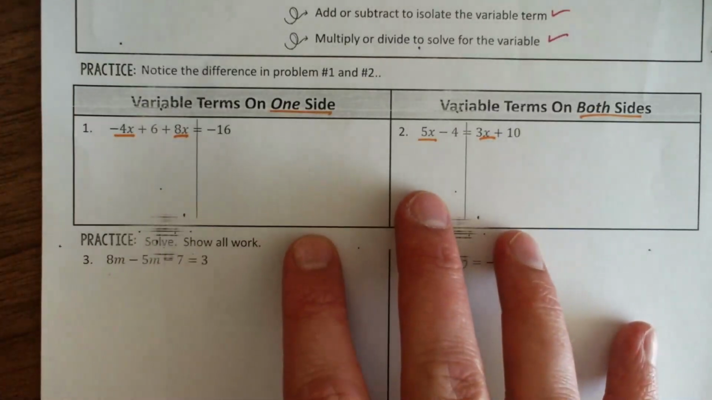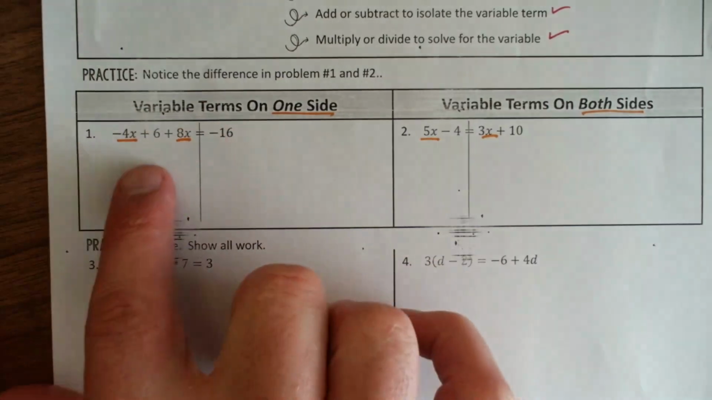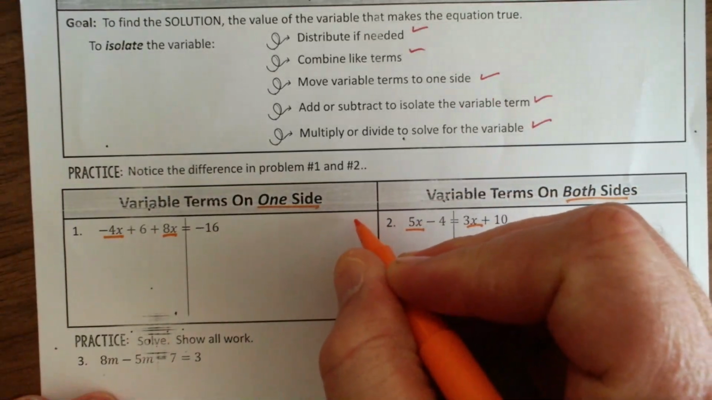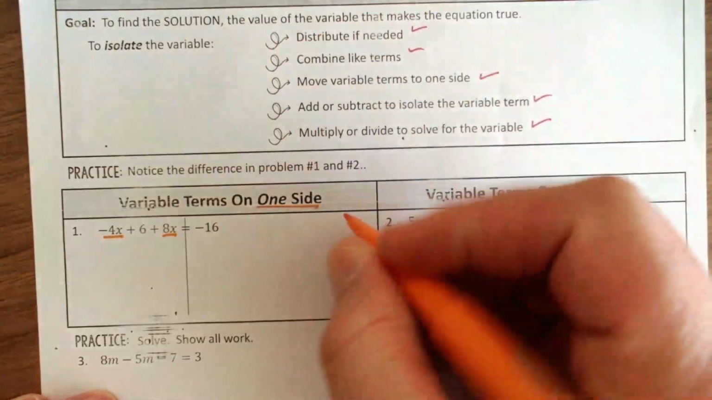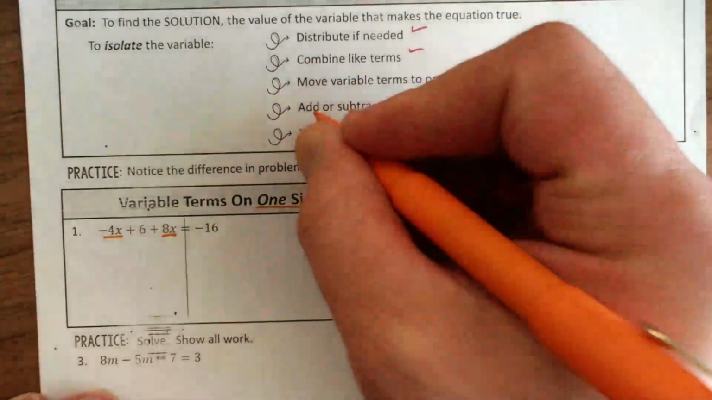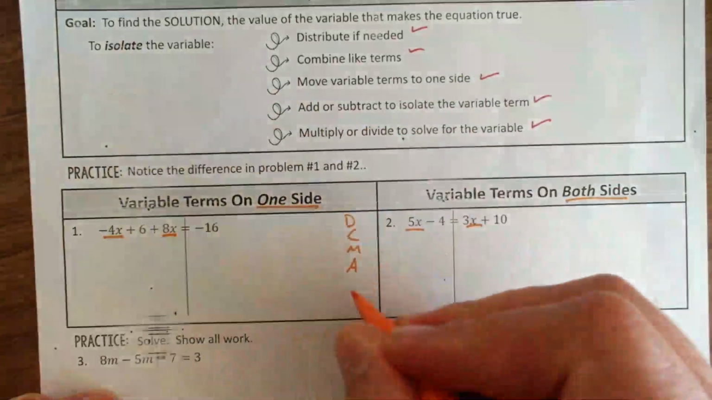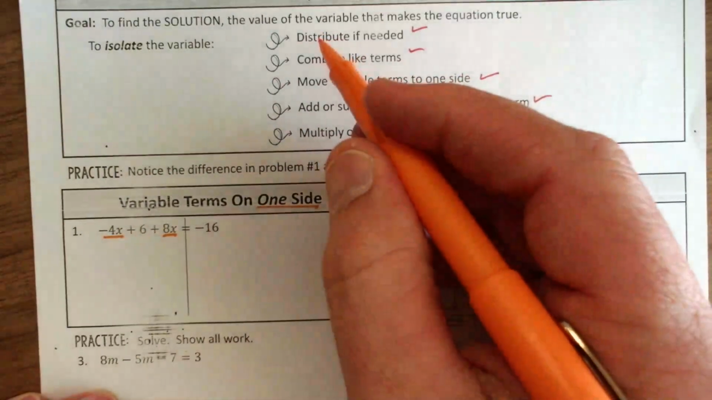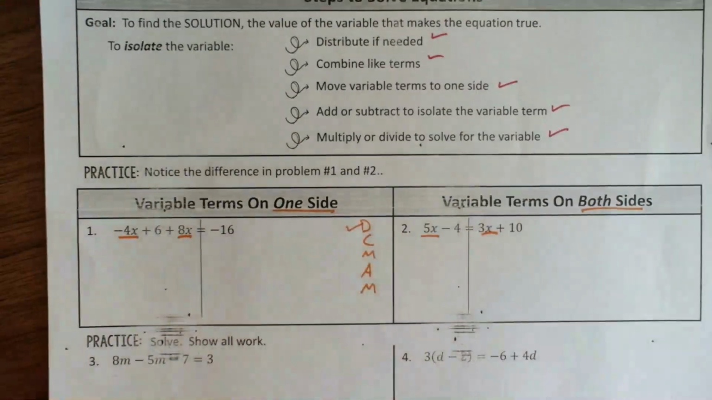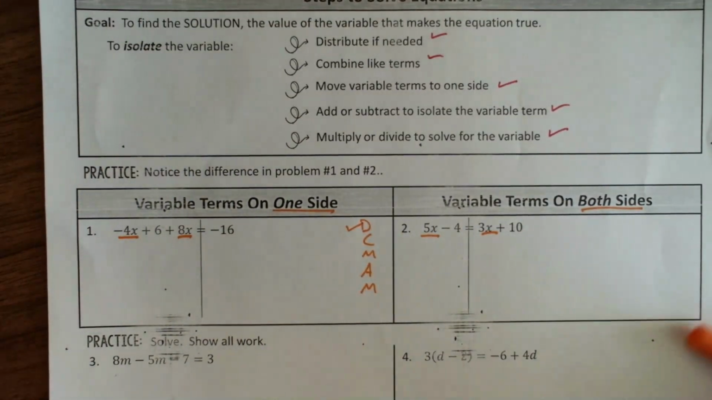one of these steps. So here, my first step is always distribute. Do I have parentheses? No, I do not have parentheses. I'm going to write the acronym right here. I'm going to use these letters D, C, M, A, M. Distribute is my first move. There is no parentheses. That step is done. Step number two, combine like terms.